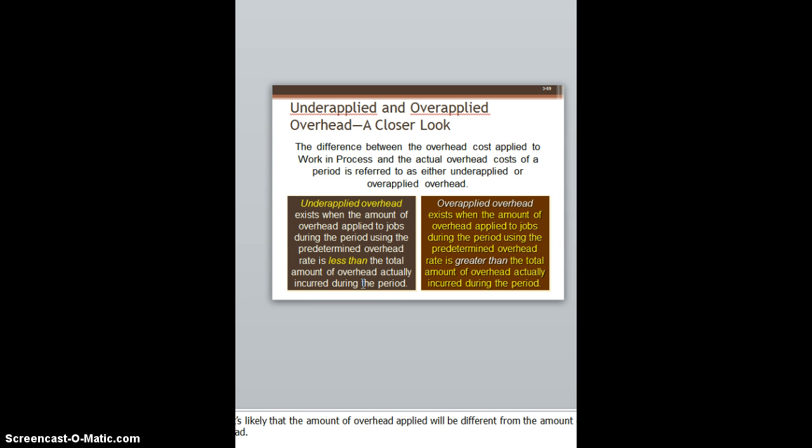period. What you need to remember is that all throughout the year, we're using this estimated predetermined overhead rate. And finally, at year end, we need to settle up and reconcile the estimate compared to the actual. Over-applied overhead exists when the amount of overhead applied to jobs during the period using the predetermined overhead rate is greater than the total amount of overhead actually incurred during the period.